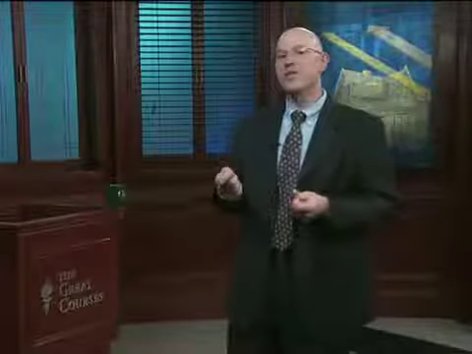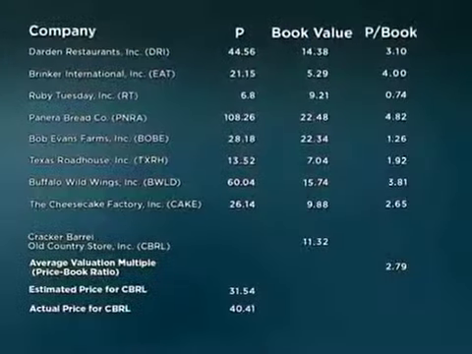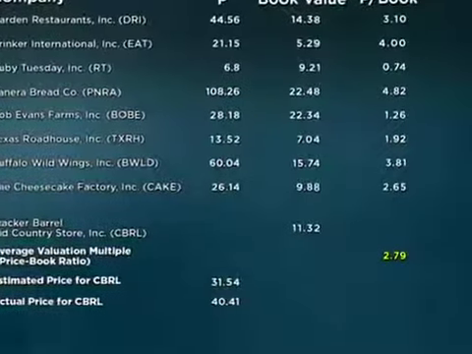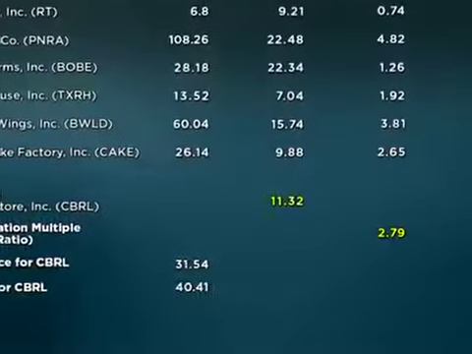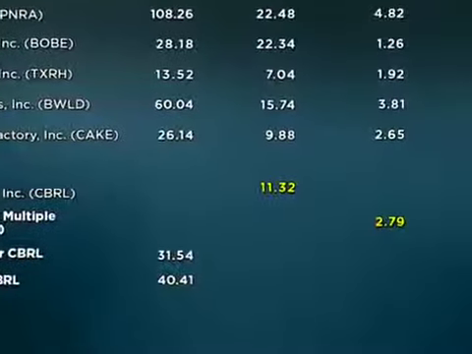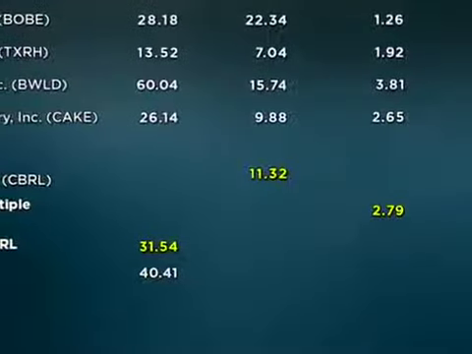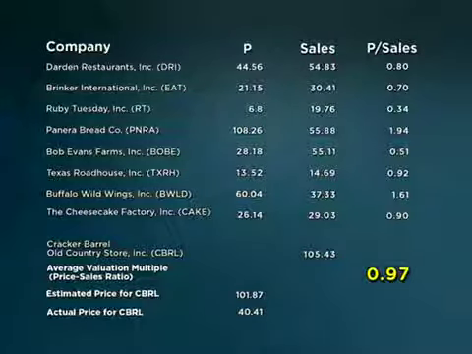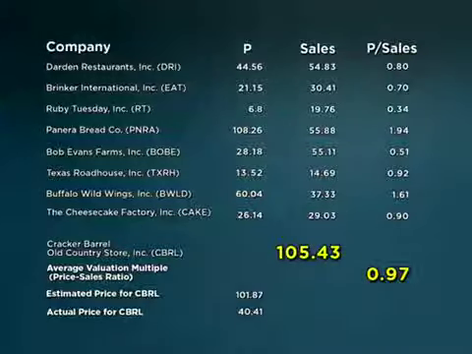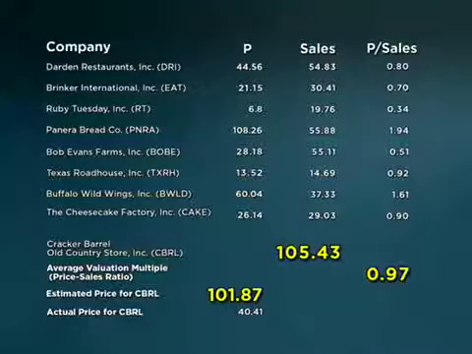Similarly, here's the analysis for the price-to-book ratio. The average price-to-book ratio is 2.79 for the 8 comparable companies, and this is multiplied by Cracker Barrel's book value per share of $11.32 to get an estimated price of $31.54. And finally, repeating this analysis for the price-to-sales ratio, we get an average price-to-sales ratio for the 8 comparable companies of 0.97. We multiply this sales multiple by Cracker Barrel's sales per share of $105.43 and get an estimated price of $101.87 per share.